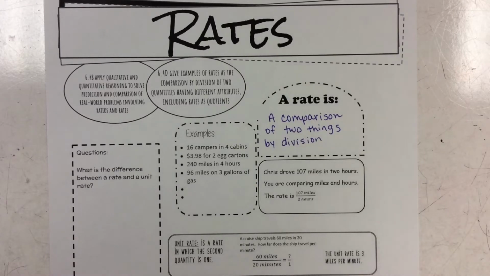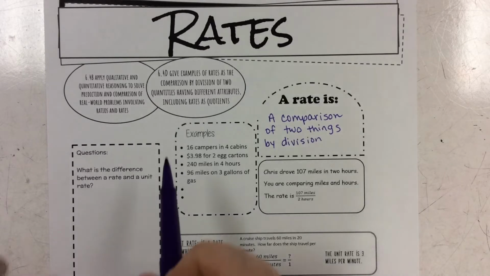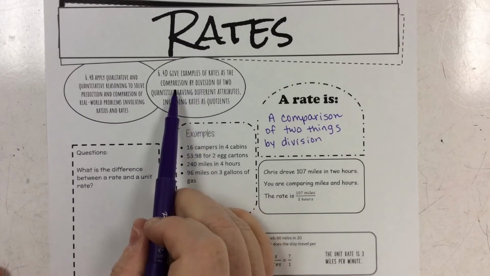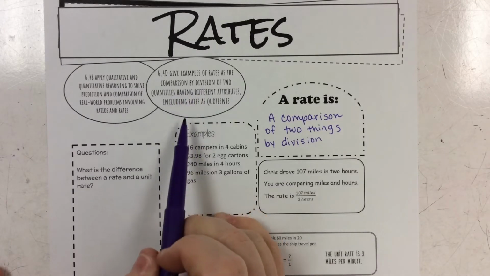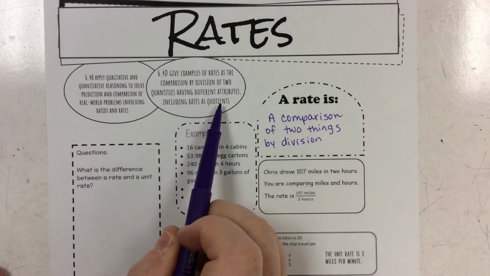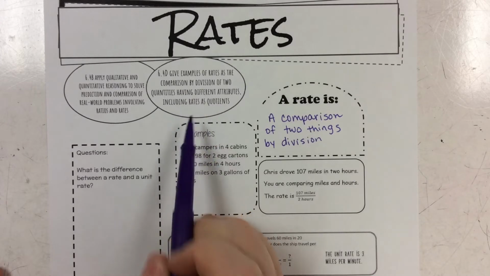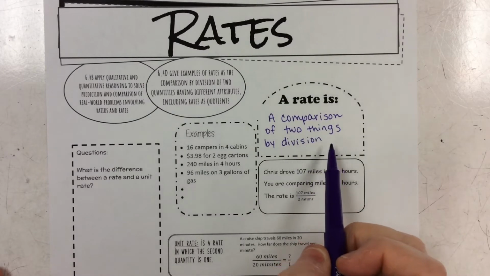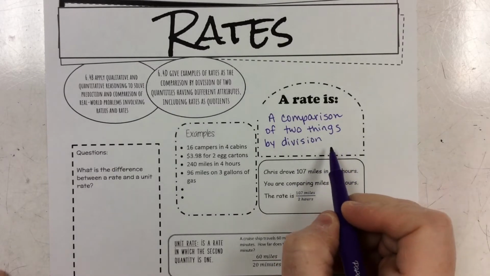All right, guys, here is your notes for rates. It is pages 49 and 50. So our standard here says, give examples of rates as a comparison by division of two quantities having different attributes, including rates as quotients. And what that means, a rate is a comparison of two things by division.